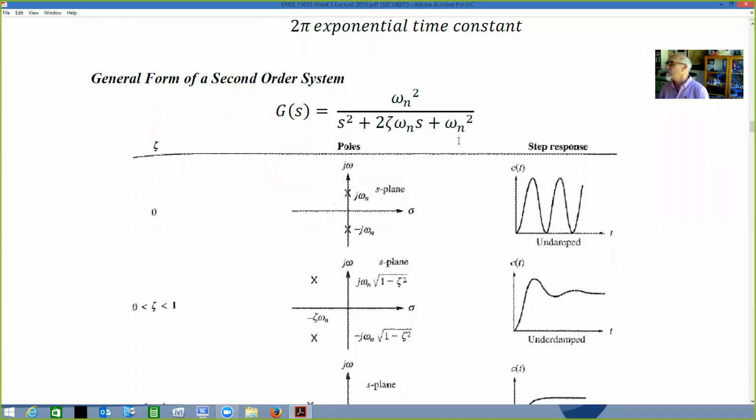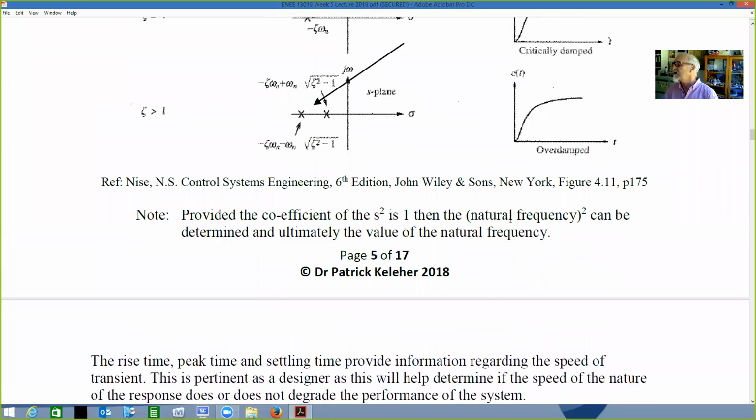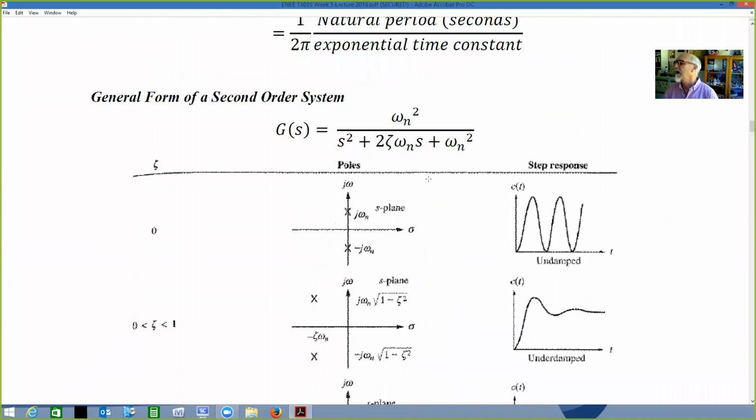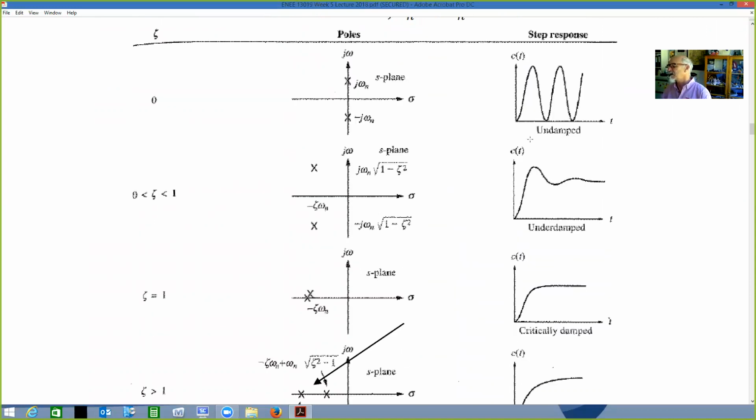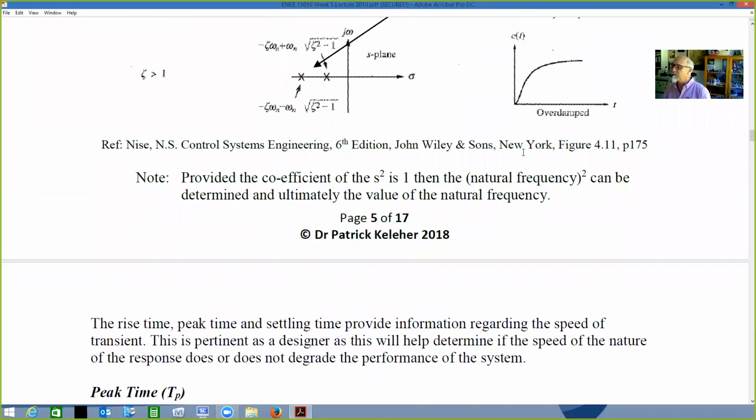That will enable you to read off straight away your natural frequency squared, omega n squared. Once you do that, you'll be able to say, oh, okay, that's omega n squared, straight away by looking at the denominator, or the characteristic equation, of your particular transfer function. So it's a pretty good piece of advice just to pick up right from the start.